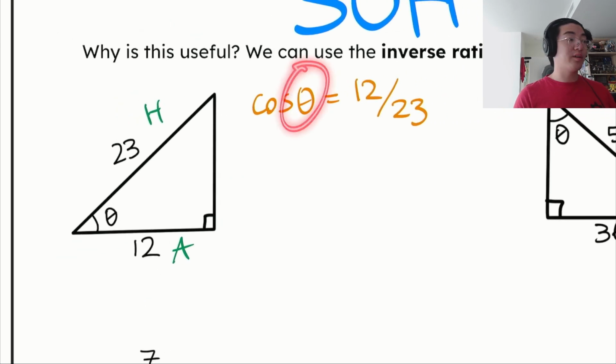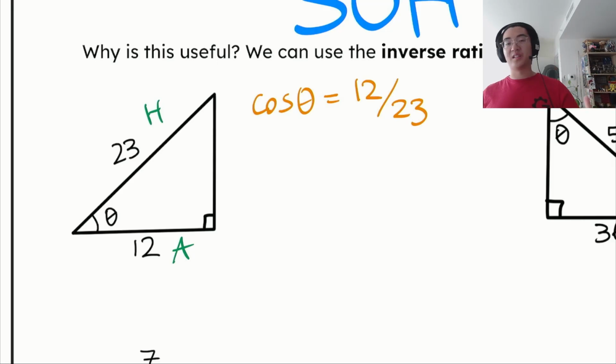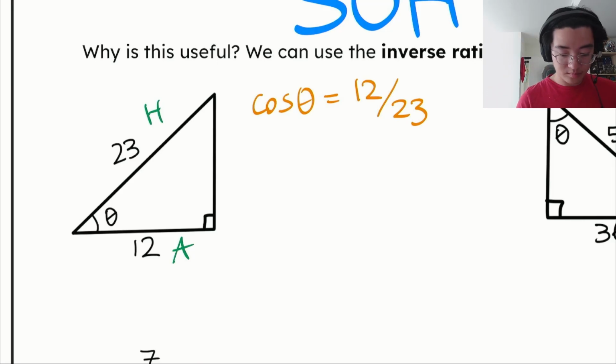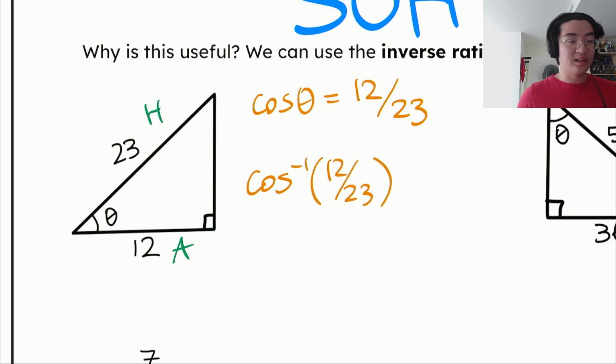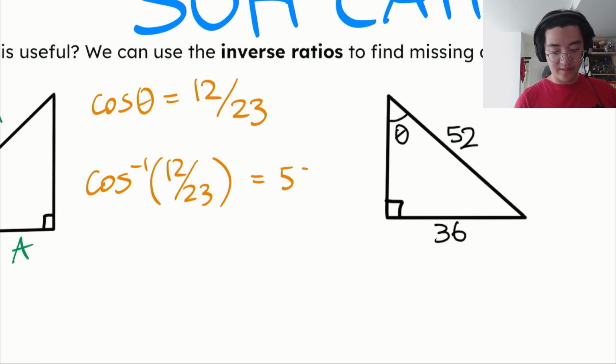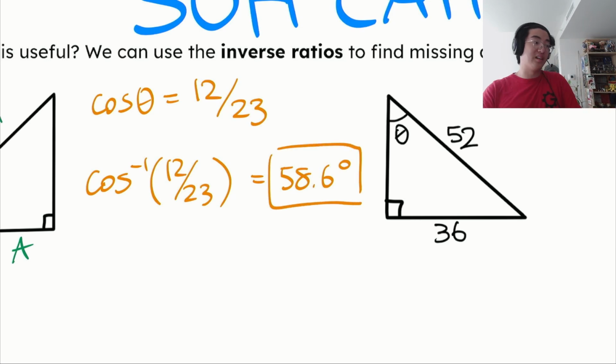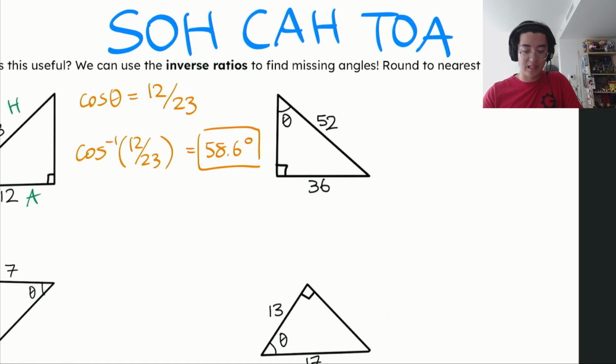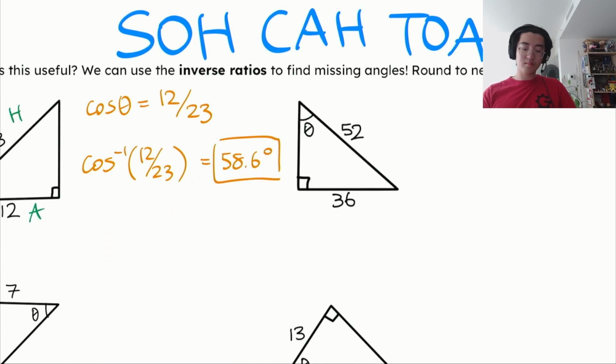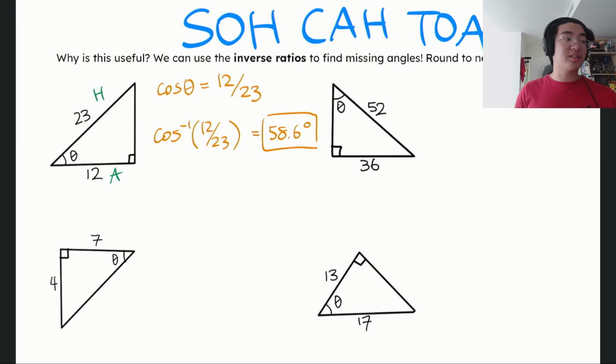Normally, we refer to this angle as an actual angle, like 30 degrees or 40 degrees, but in this case we don't know the angle, so we have to go backwards. So what we have to do now is take the inverse cosine of this number. When you type the inverse cosine of this fraction into a calculator, we get 58.6. And that's our answer, that's the degree we get. Again, we are rounding to the nearest tenth. Inverse ratios are very useful.